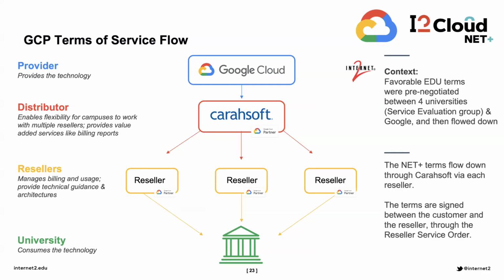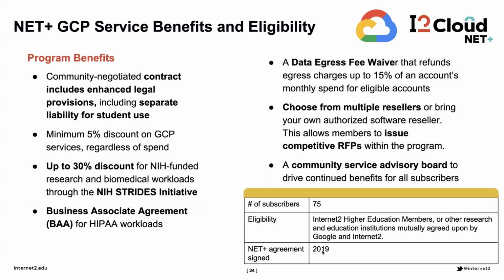When I was at Indiana, we leveraged two resellers at the same time because they had different areas of expertise. And the nice thing is we didn't have to go back and say, hey, we've got a contract for you to review, because that contract had already been reviewed. We just signed a new reseller service order with the second reseller. So that flexibility is built in. So here's some of the specific benefits. Again, folks like to focus on the percent discounts. That information is on there. But as I mentioned, there are other benefits in addition to that.